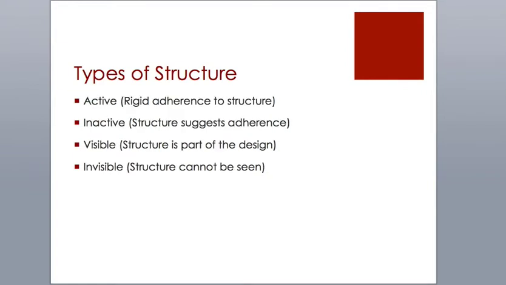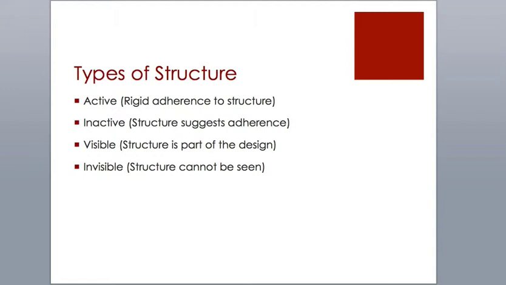We also have, within any of these structures, active structures, inactive, visible, and invisible. And so active means it's rigidly adhering to the structure. You can't break out of it. Inactive suggests but doesn't dictate. Visible means the grid is actually part of the design and can be seen, and an invisible grid is a structure that's there but cannot be seen.